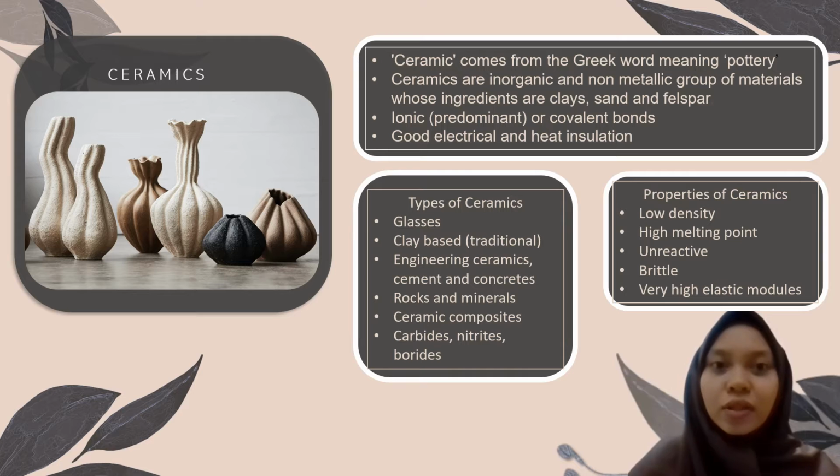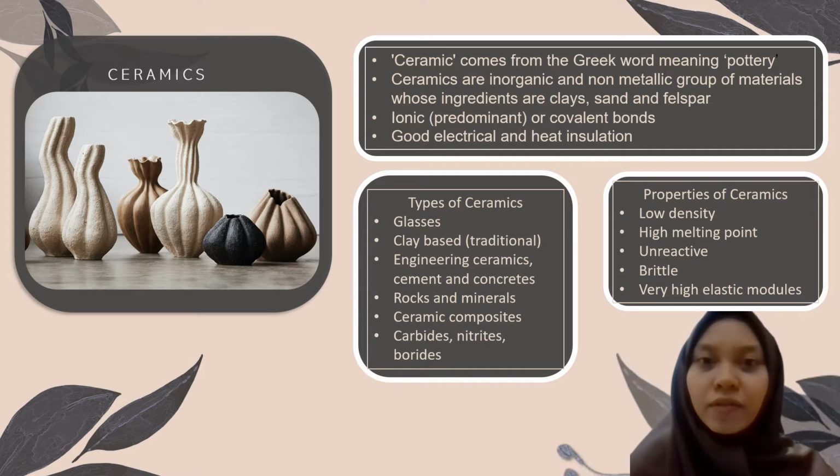Ceramics are good electrical and heat insulators. Properties of ceramics include low density, high melting point, very high elastic modulus, reactive, and brittle. Types of ceramics are glasses, clay-based, which is traditional ceramic, engineering ceramic or advanced ceramic, cement and concrete, rocks and minerals, and ceramic composites. Examples of new engineering ceramics are carbides, nitrides, and borides.